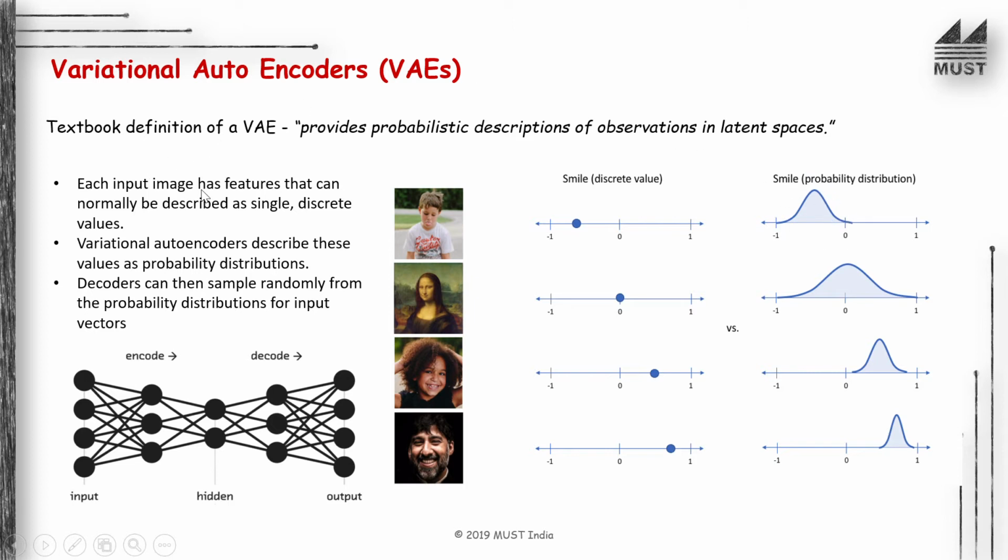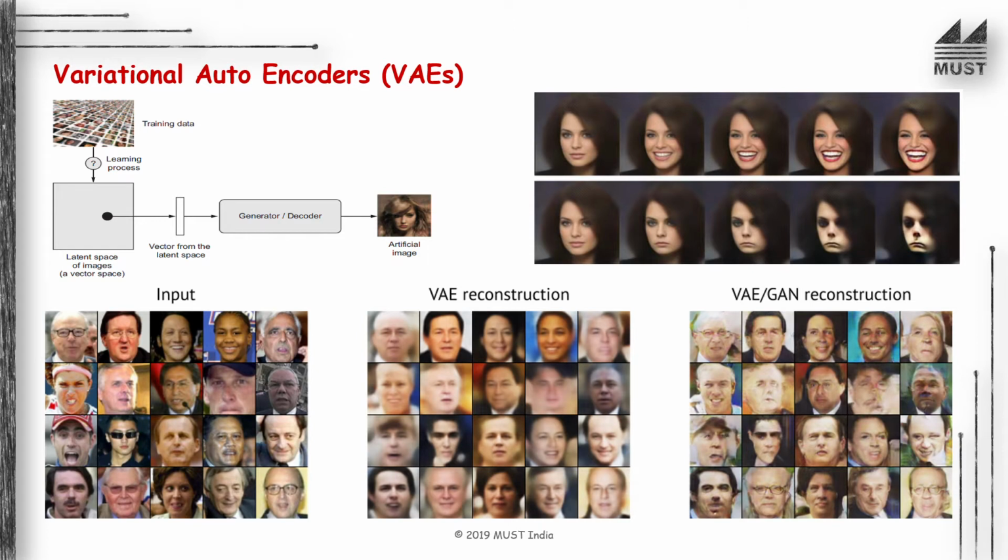Each input image has features that can be described as single or discrete values, and this is how your variational autoencoder architecture looks. You will have an encoder and a decoder network. Basically, you pass in your input image, encode it to get your discrete values, and finally decode the same and get your output matrix. I'll try to give you an example.